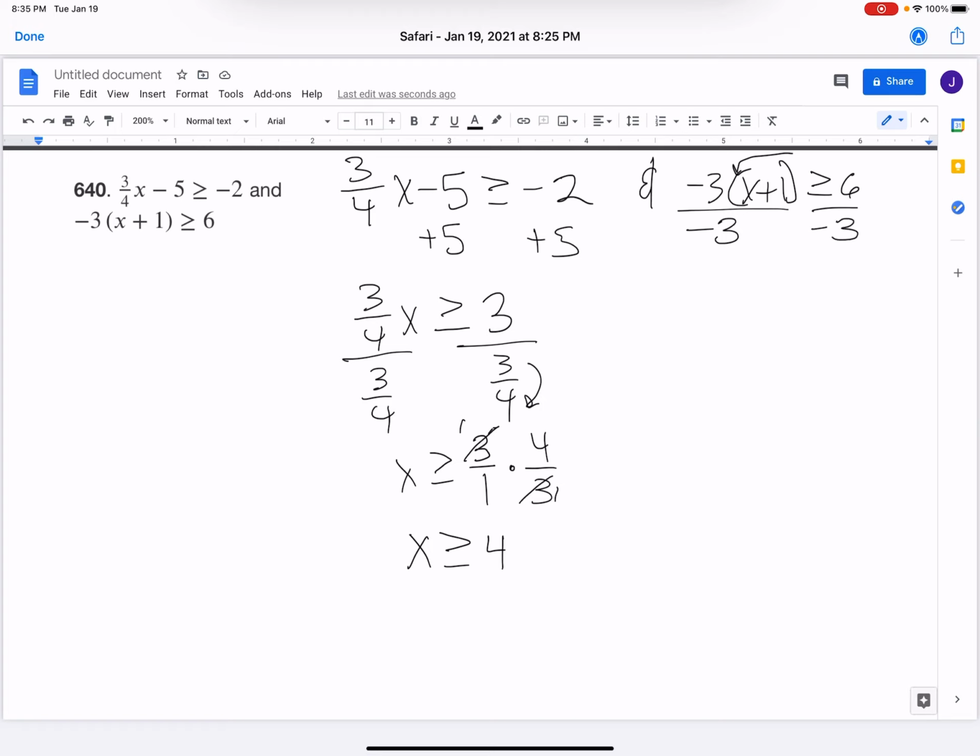Now here's the tricky part. You may or may not remember this. Anytime you multiply or divide by a negative number, you need to switch the sign. That gets a little bit tricky. Let's take a quick diversion.